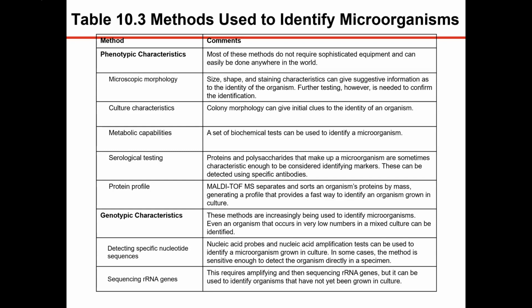What does their colony tell us? What type of biochemical metabolites are produced? What are the waste products produced in a biochemical test? What proteins or polysaccharides are identifying these organisms? That's serological testing. We can do protein profiles. We can detect using nucleotide sequencing. I talked about the Sanger technique in chapter 9. And then we can also look at ribosomal RNA.